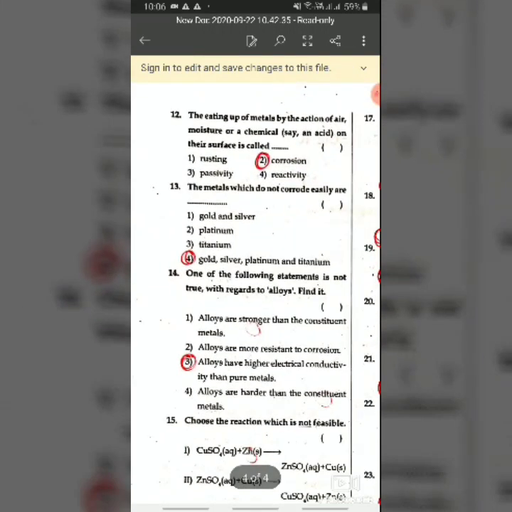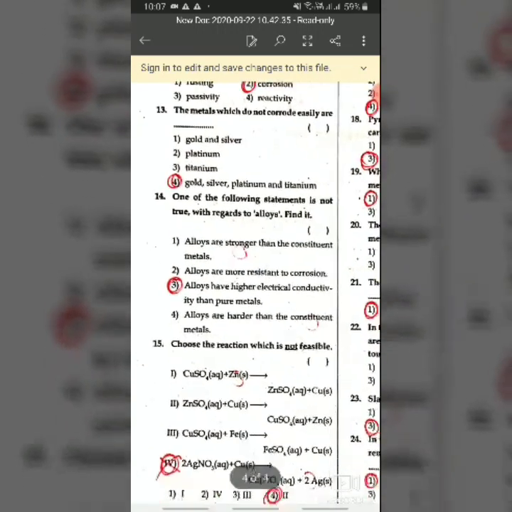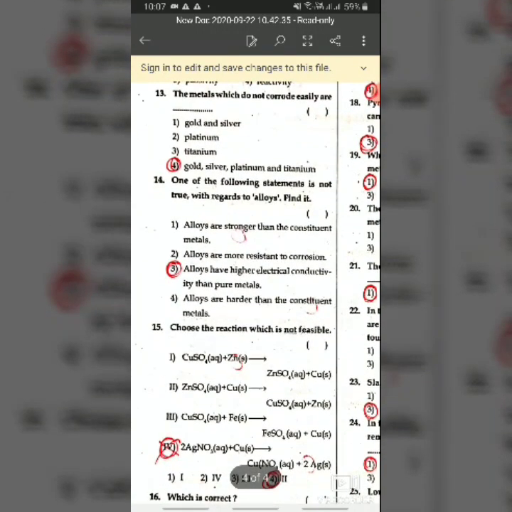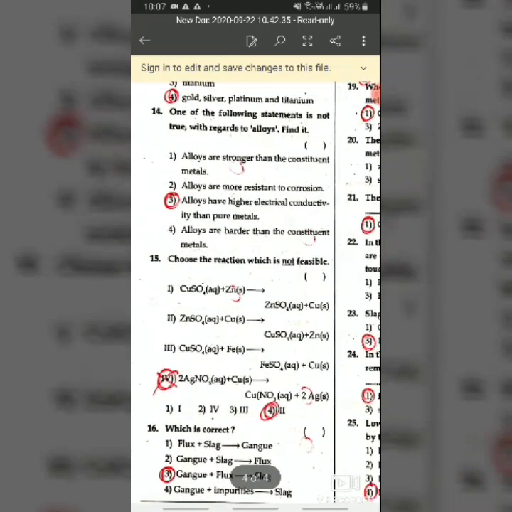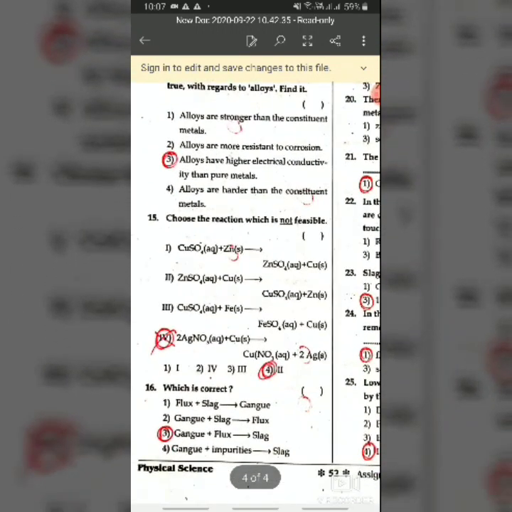The destruction of metals by the action of air, moisture or a chemical on their surface is called corrosion. Option 2. The metals which cannot corrode easily are costly metals. Those are gold, silver, platinum and titanium. Option 4. One of the following statements is not true with regards to alloys. Find it. That is option 3. Alloys have higher electrical conductivity than pure metals. That is not true.